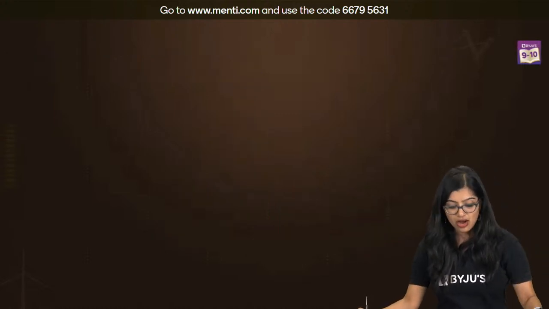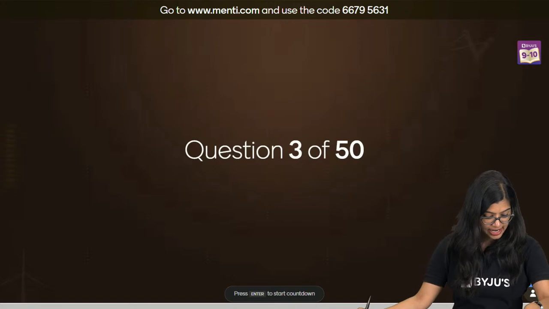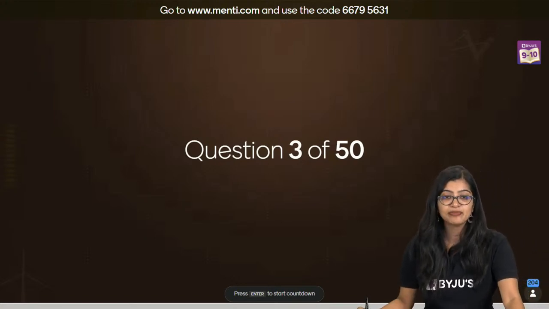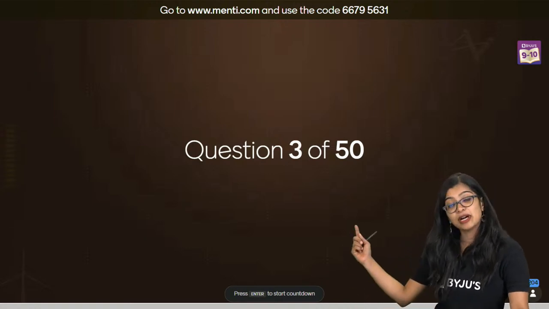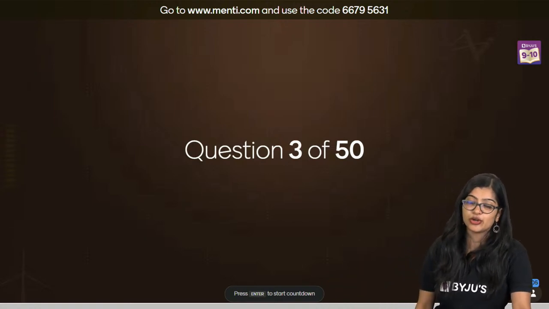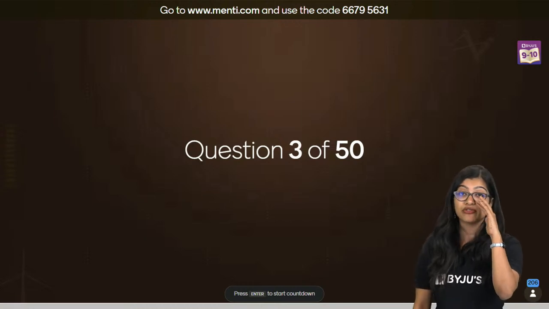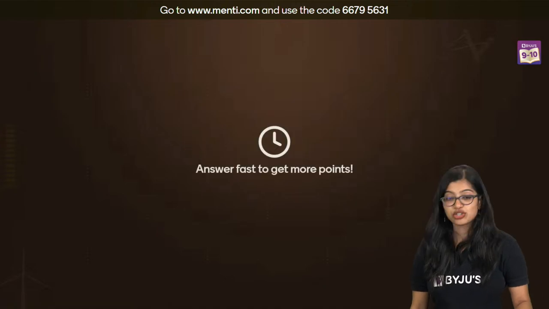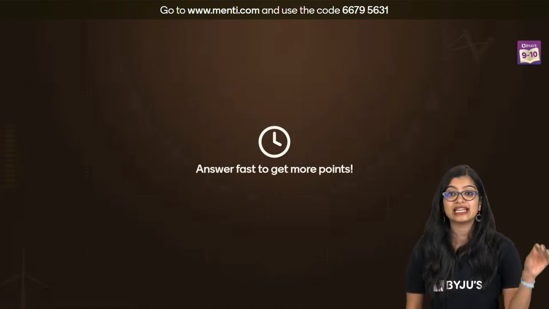All right. So now let's move on to the next question. Question number three. So that previous question was from Fundamental Unit of Life. And I'm sure that in the initial chapter, if you've gone through your NCERT thoroughly, you will be able to find it. So question number three, everyone, on your screen now.